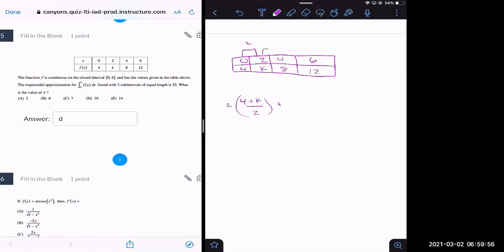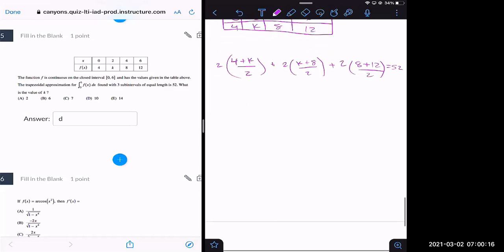Then I go to the next one. The next one has a width of 2, and I'm averaging K and 8 together. The next one still has a width of 2, and I'm averaging 8 and 12 together. They're telling us that this equals 52. So we just have a pretty ugly equation that we have to solve.